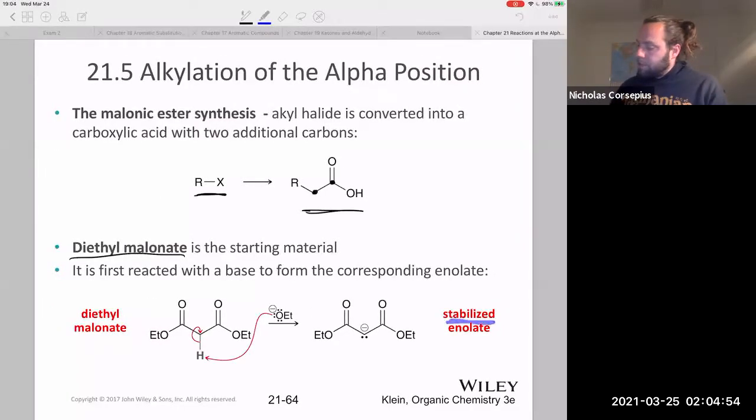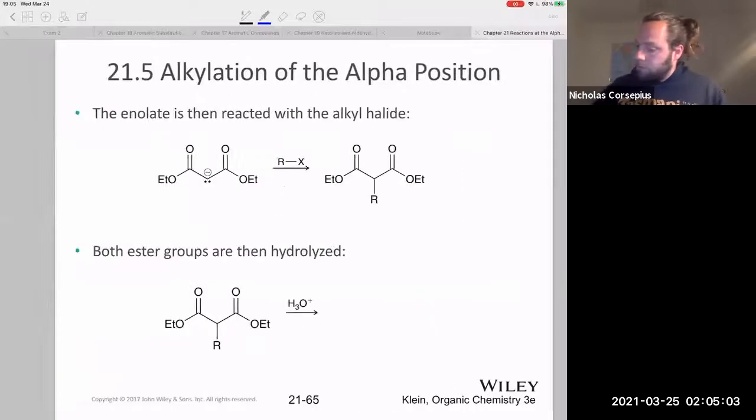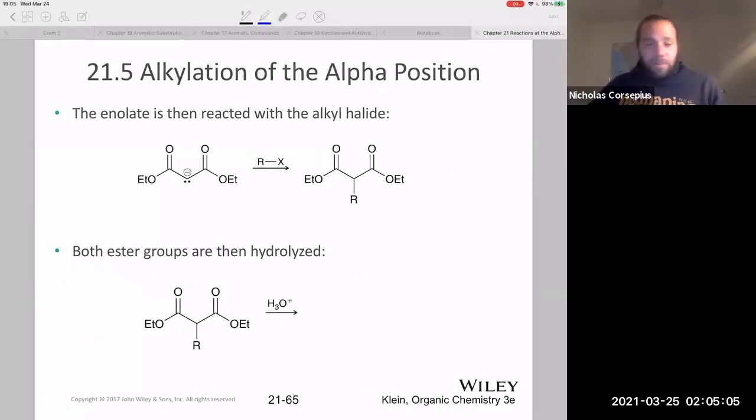We call these stabilized enolates when they're between 2 carbonyl groups, so when they're one of those 1,3-dioxos. And then just like we saw before, nothing really special, kind of exactly what you would expect. This enolate ion can react with the alkyl halide. It's going to be the nucleophile. The alkyl halide will be the electrophile, kick off that leaving group.